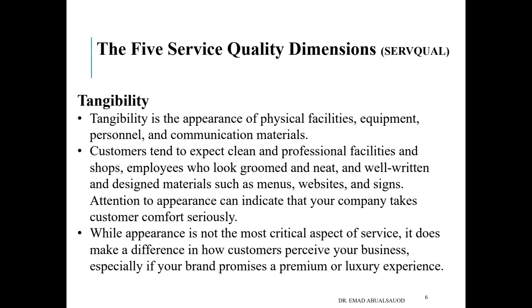So let's start with the first dimension, tangibility. Tangibility is the appearance of physical facilities, equipment, personnel, and communication materials. So imagine you are going to STC or a mobile or any telecom company, or any service provider. The place you enter would definitely reflect on how you expect the quality of the service provided by that place. Definitely the cleanness and the physical appearance of the place is going to impact the customer.